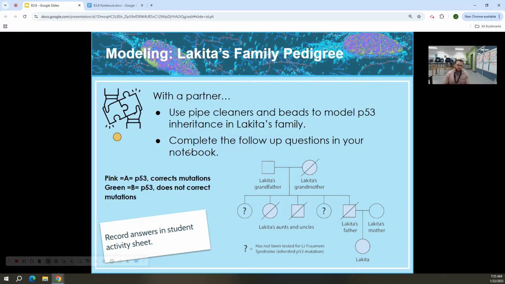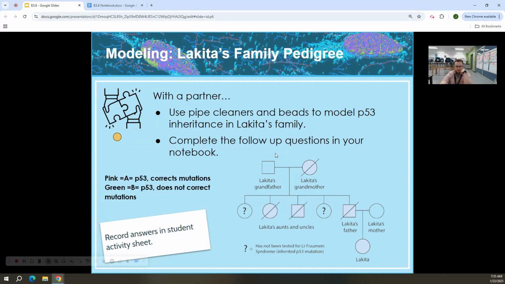Okay, so we're going to model this pedigree using pipe cleaners and beads, and then complete the follow-up questions in your student activity sheet. All right, so the first color, pink, is going to represent a functional p53 allele or gene, and then green represents a p53 gene that does not work or correct mutations. So as we build this model, you want to build Lakita's grandfather's 2 chromosomes and Lakita's grandmother's 2 chromosomes.